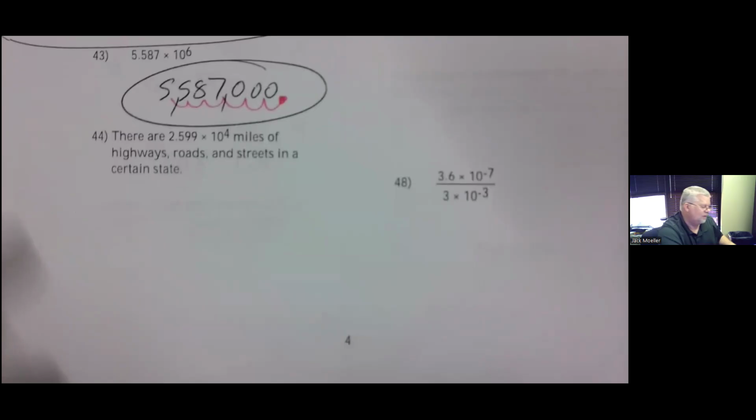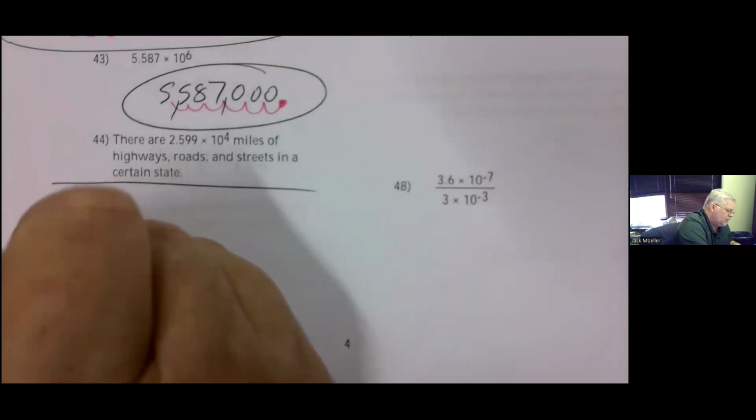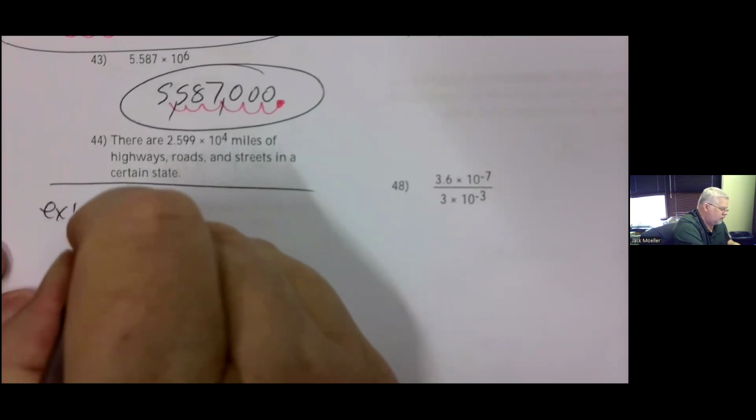All right. So you wanna see a number that really makes scientific notation worthwhile. So in chemistry, there's something called Avogadro's number.